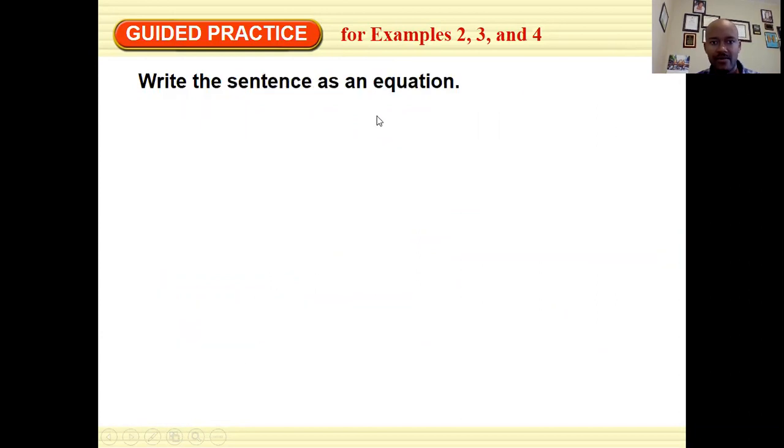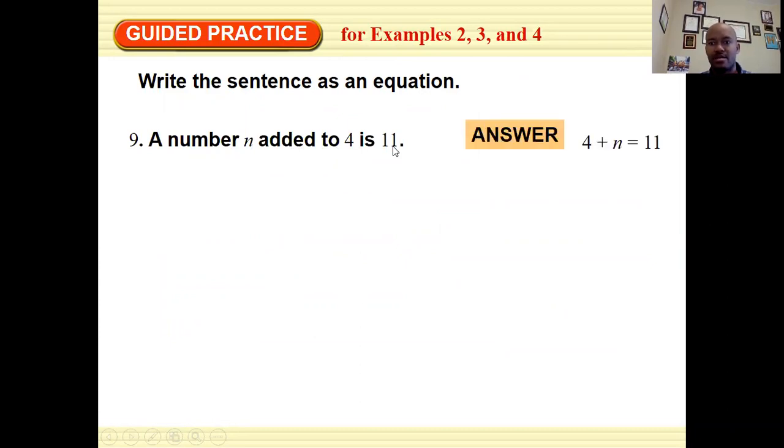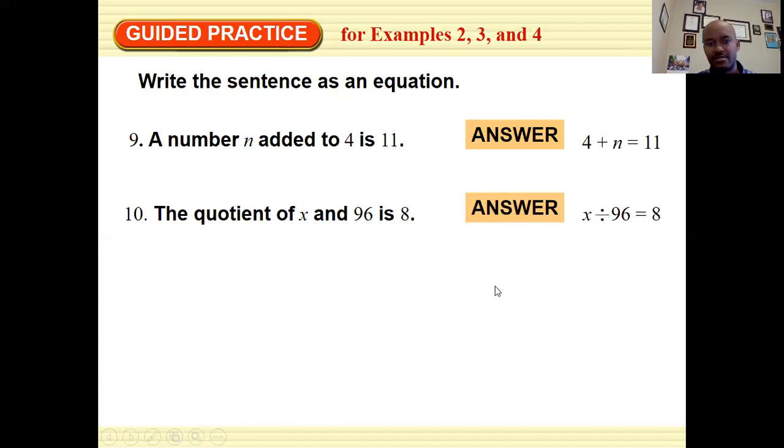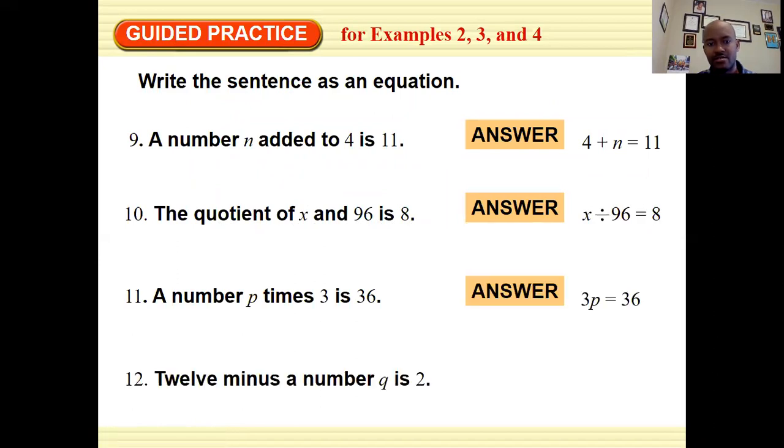Write the sentence as an equation. Here, a number n plus 4 is 11, and your answer would be 4 plus n equals 11. The quotient of x and 96 is 8, and that would be your answer. p times 3 equals 36, and that will be your answer. And one final one, 12 minus a number q is 2.